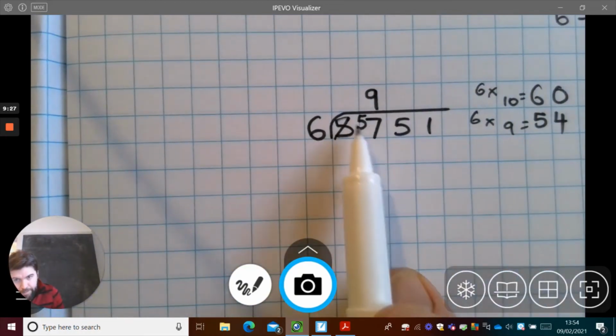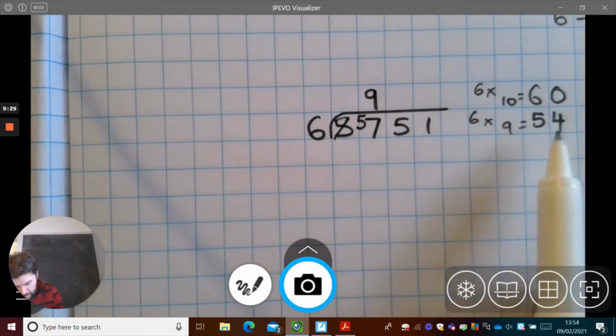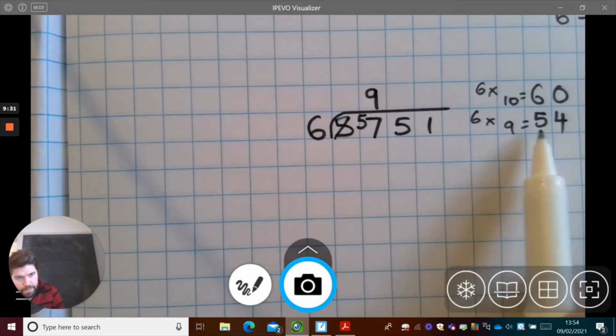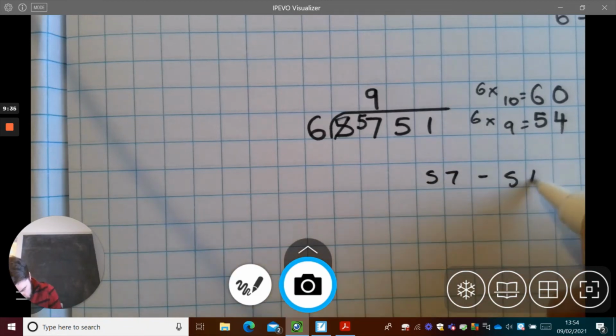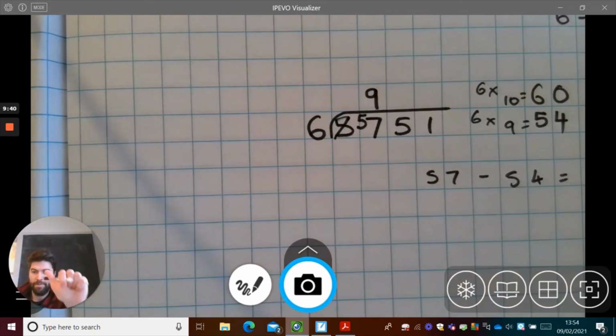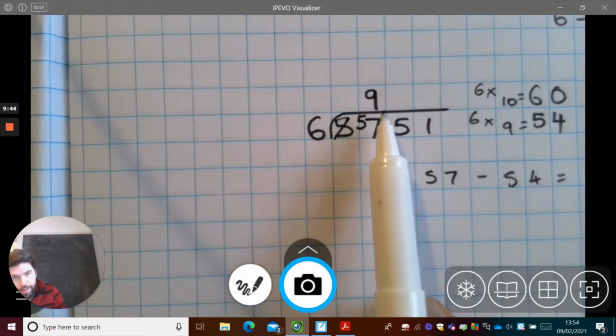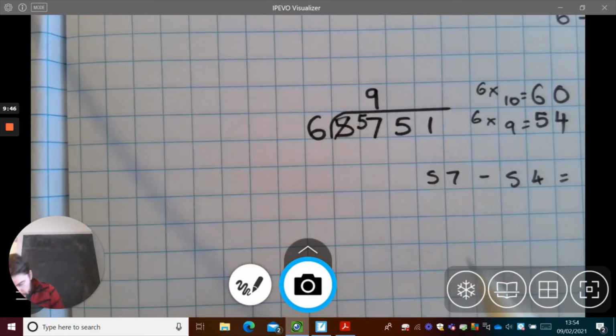I'm going to say that it's 9 6s in 57. But because I've used 54, I need to know that difference. The difference between 57 and 54 is 3. 54, 55, 56, 57. 3. That 3 then I'm going to bring across into the next column.